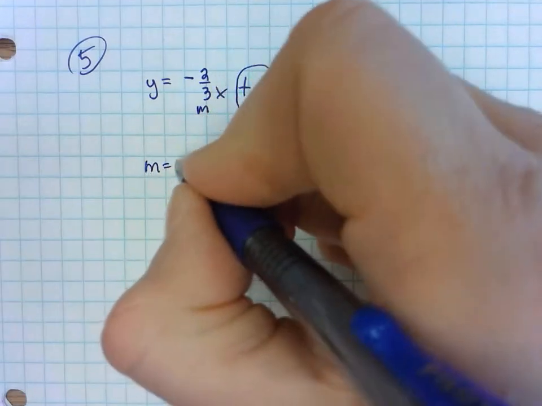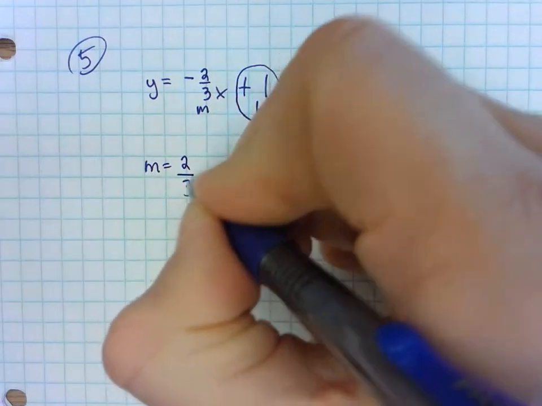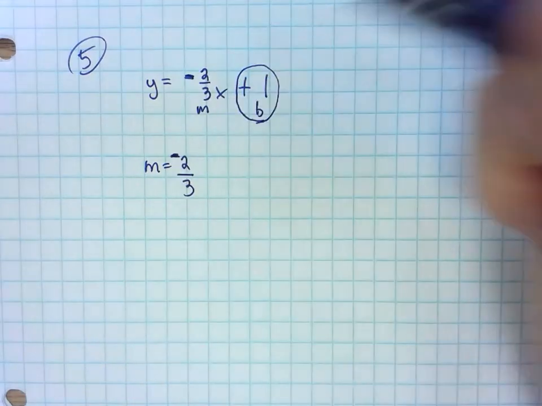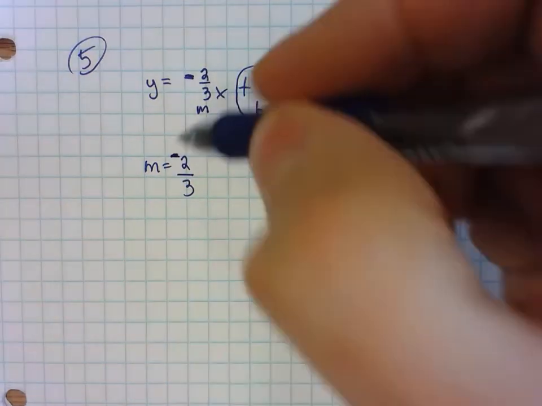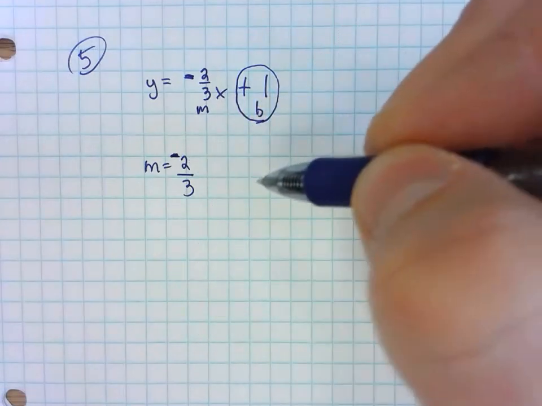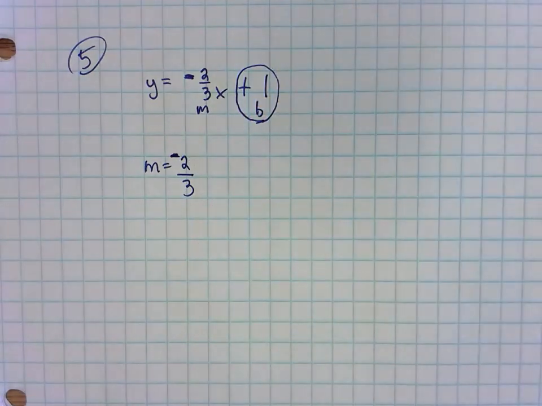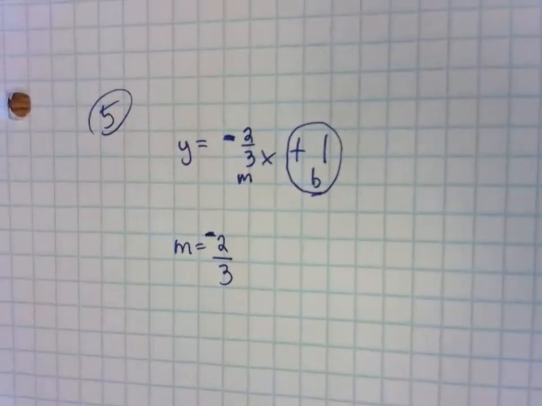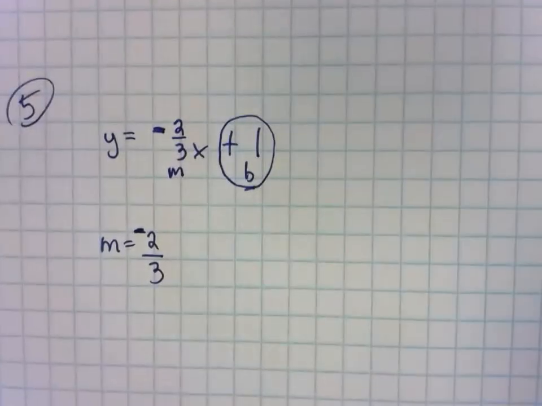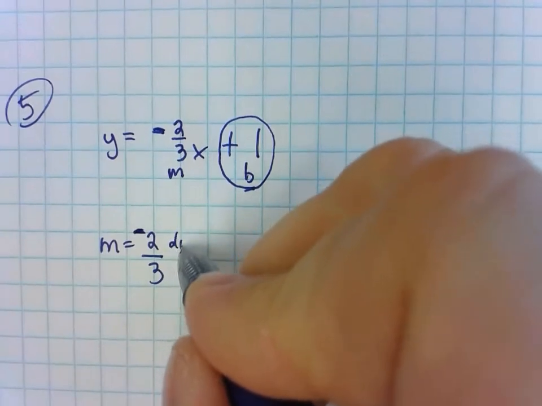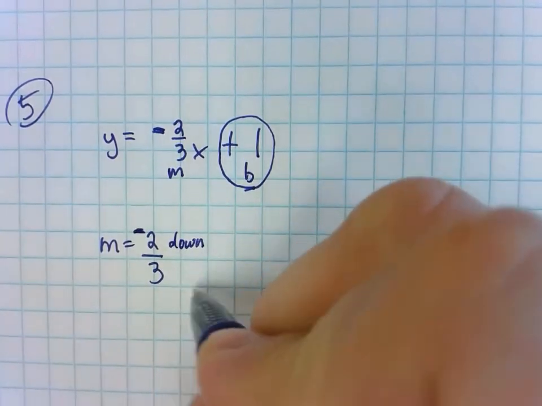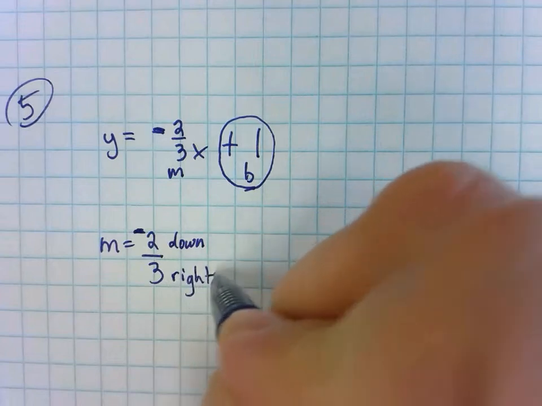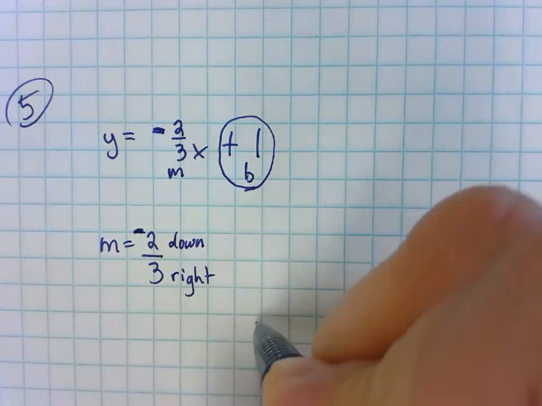So the m is 2/3, but that is a negative in front of that, right? Don't forget the negative. So if that is a negative 2/3, what is the negative 2 telling me to do? Well, that is telling me to go which way? Down. And the 3 is positive, so that will be my run number, and that means right. So we're going to go down 2 and right 3.